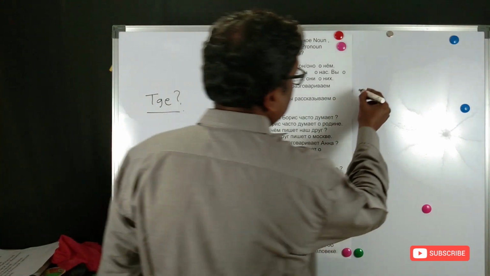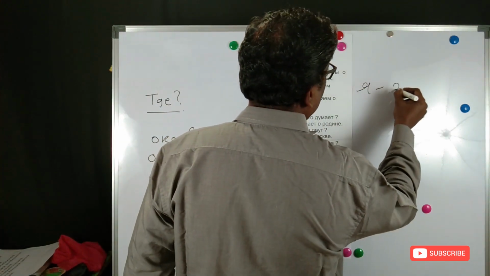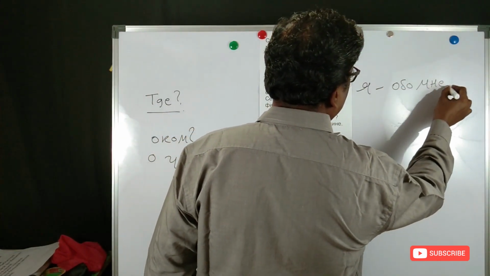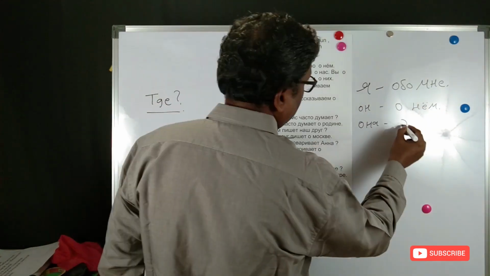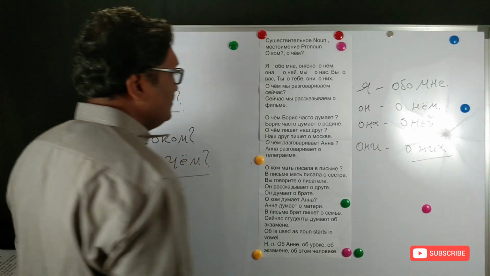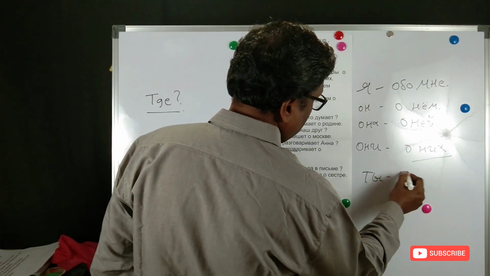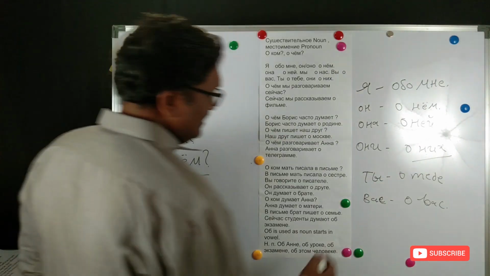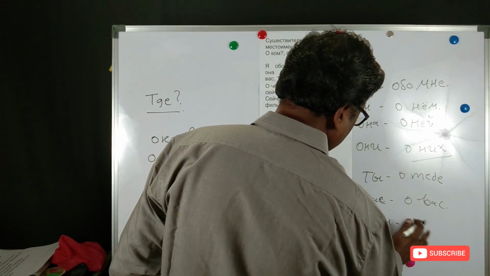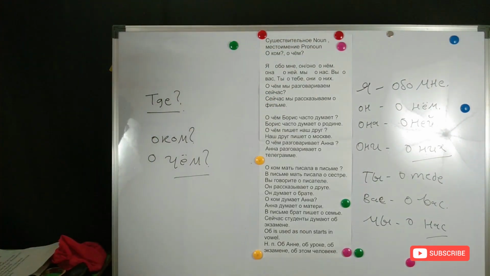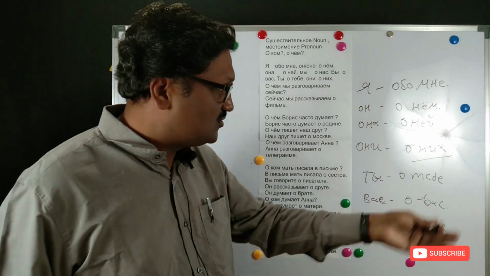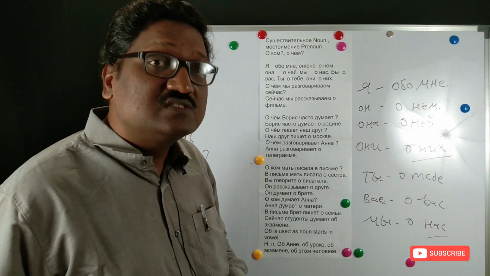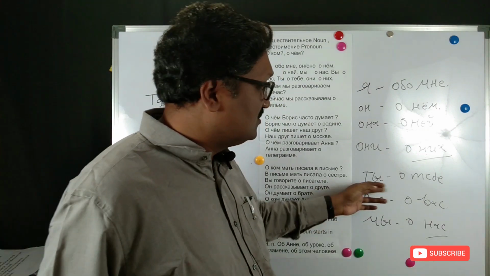About me, ya is me, so obo mne, about me. On, o nyom. Ona, o nei. Oni, o nikh, about them. Ti, you, o tebe. Nas, mui, we, and about us is o nas. Ti means you, and about you is o tebe.